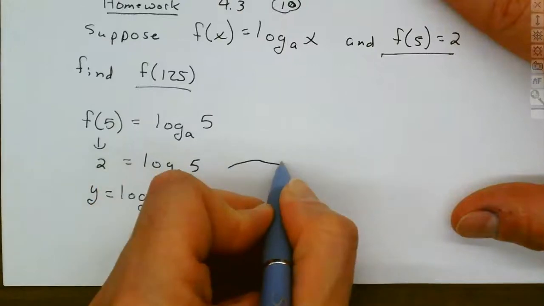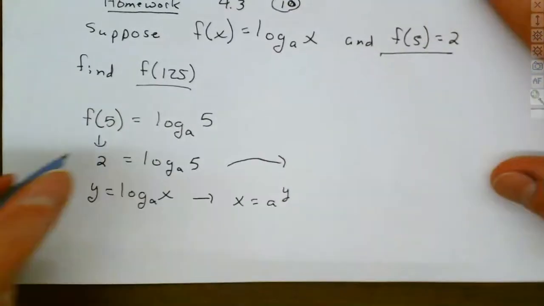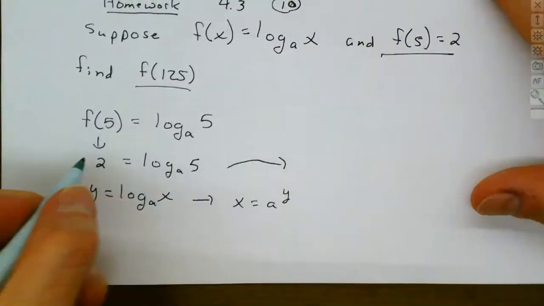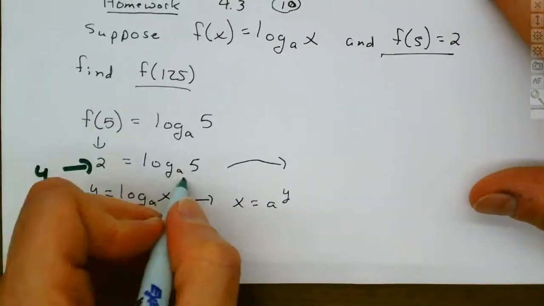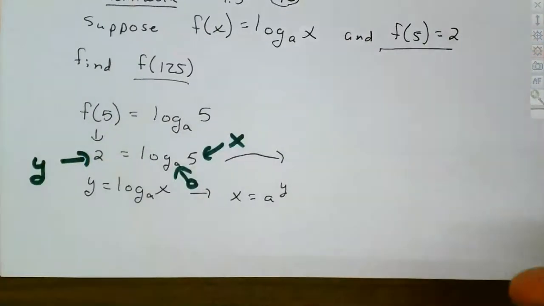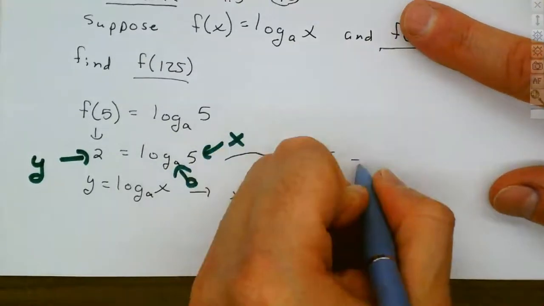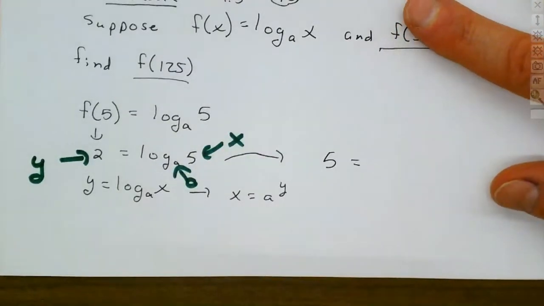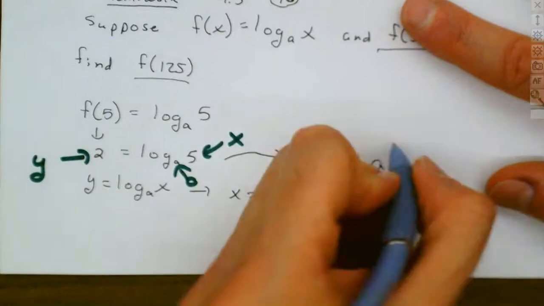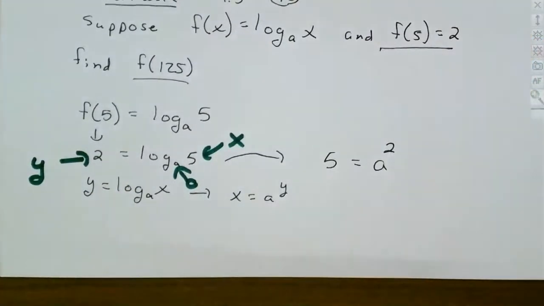So what would this convert into? If I rewrite this, remember, this is your y, this is your a, and that is your x. So when I convert it, I now have 5 equals a, which is unknown, squared. Is everyone okay with how I did that?